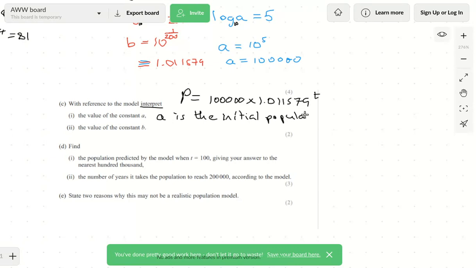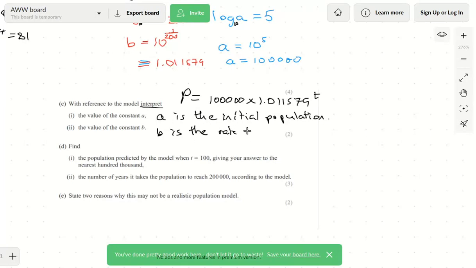Experiment or the model, should I say. What is B? Well, B is the rate of growth, yeah? Now, what do I mean by rate of growth? I mean, basically, every year the population is getting 1.1579% larger. That's what we're doing, yeah? B is the rate of growth, and I'd actually interpret it as well.